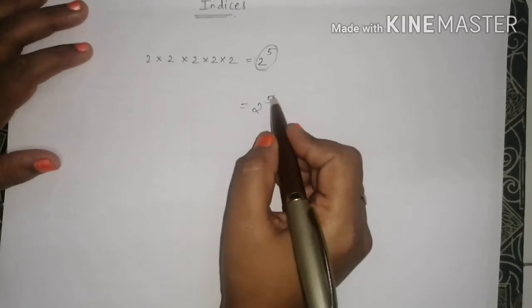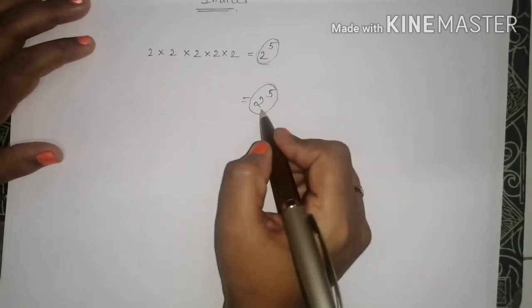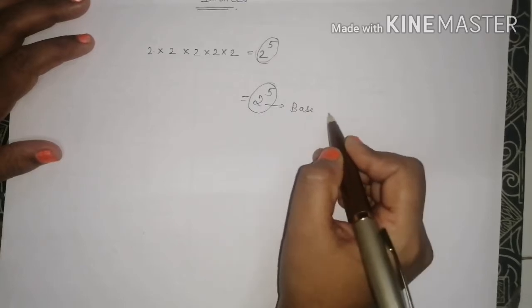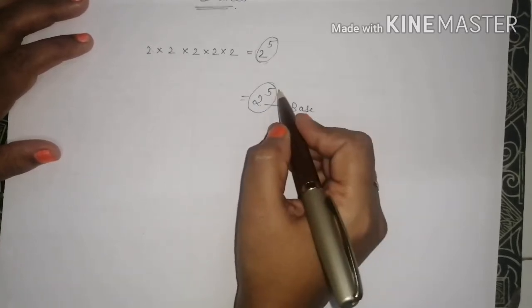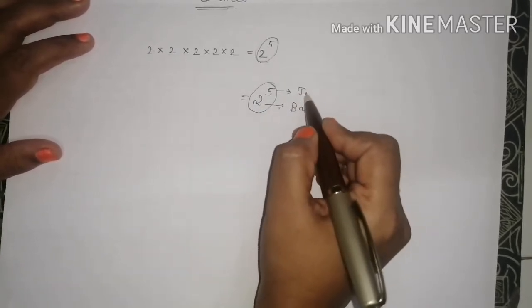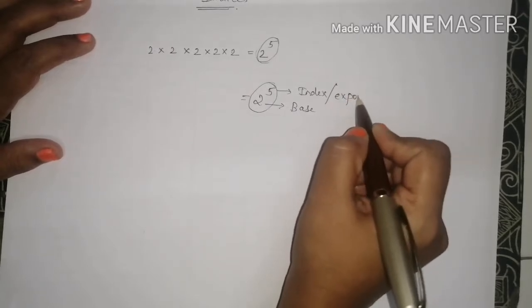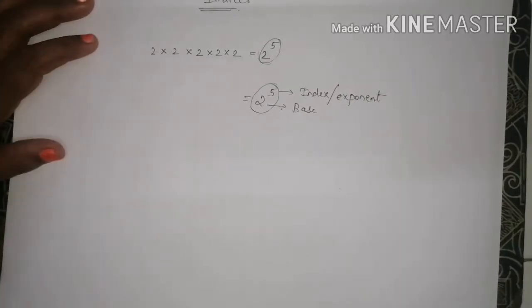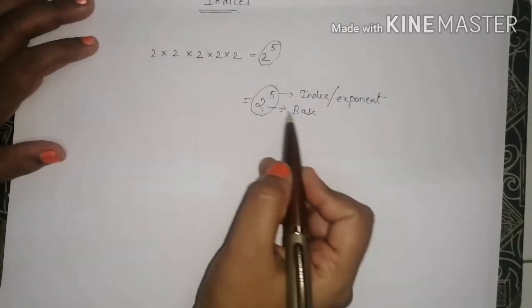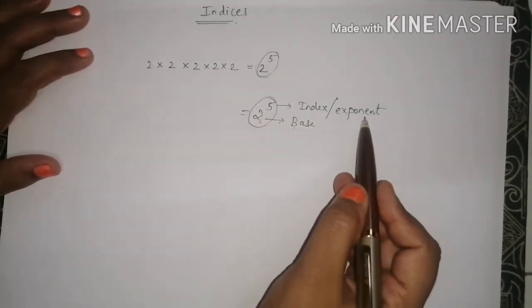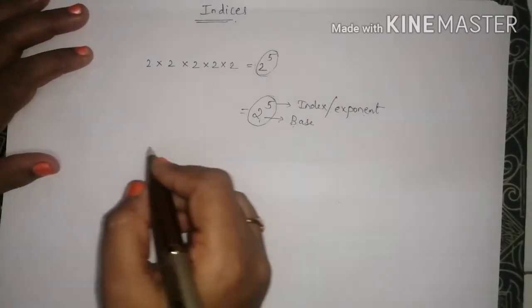In this form, the lower number, the down number, is called the base. So 2 is the base. And the upper number is called the index, or it is also called by another name, exponent. The down number is called a base, and the upper number is called an index, or also exponent.